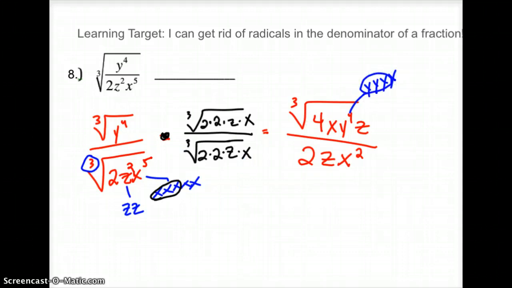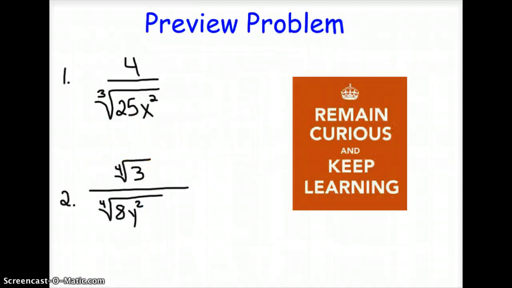We will finish this up if you have questions. Why don't you finish this as a preview problem? And then also, here are the two that I will definitely check before class. So have fun and keep learning.